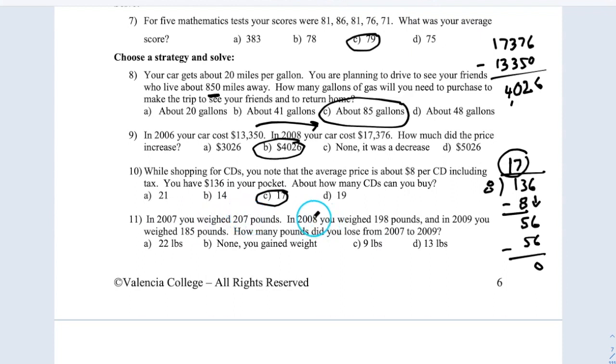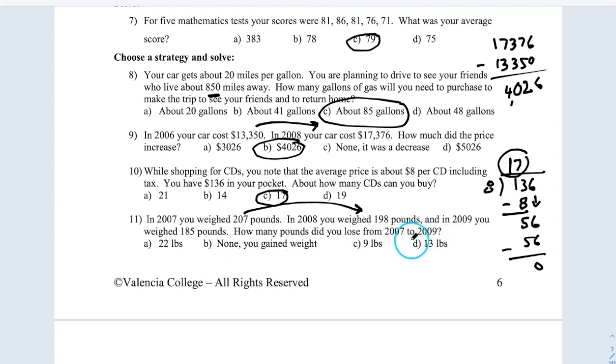11. In 2007, you weighed 207 pounds. In 2008, you weighed 198. So you see, you went down. You're losing weight. That's good. In 2009, you went to 185. So you lost more weight. How many pounds did you lose from 2007 to 2009?